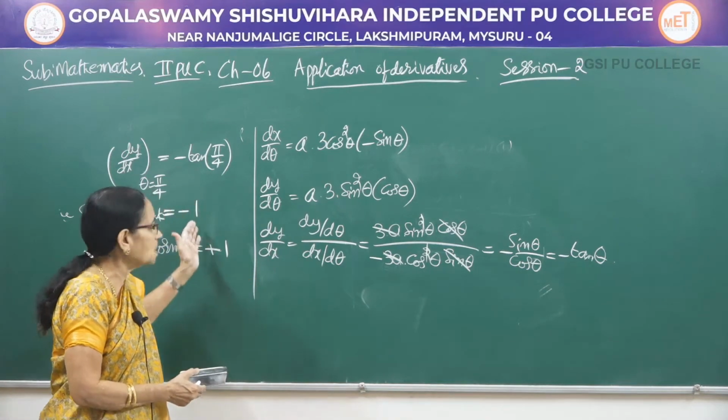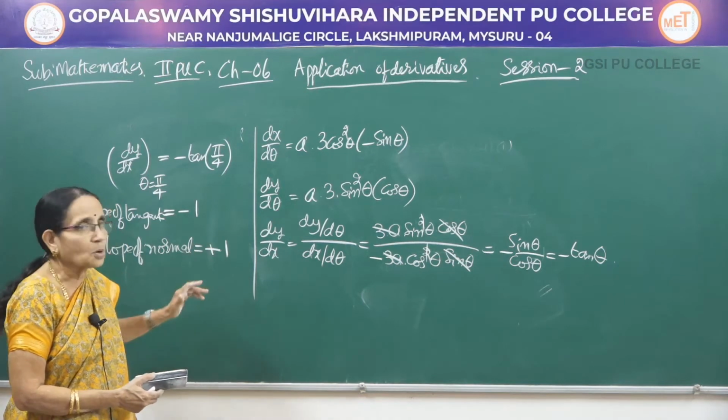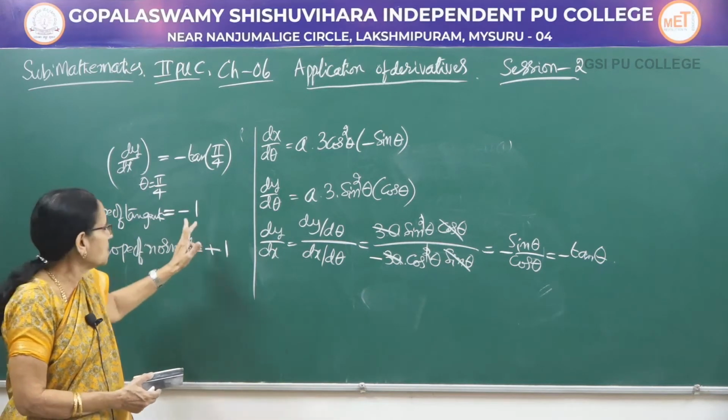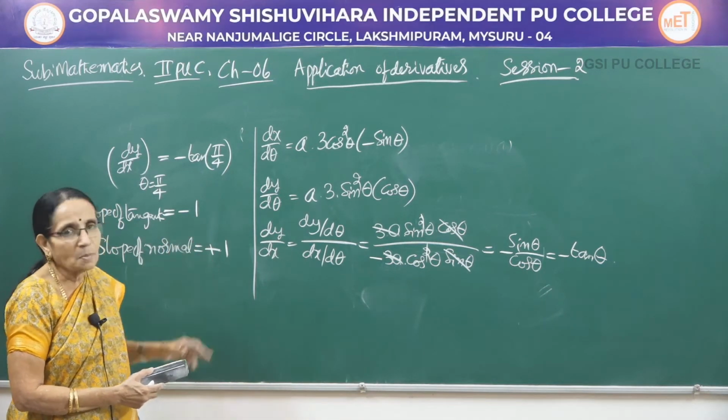Here of course it was easier, I got minus 1. Suppose I had got minus 1 by 3. Then take the reciprocal. So reciprocal would be 3. If this is minus, this would be plus. Suppose this were to be positive, this would become negative.